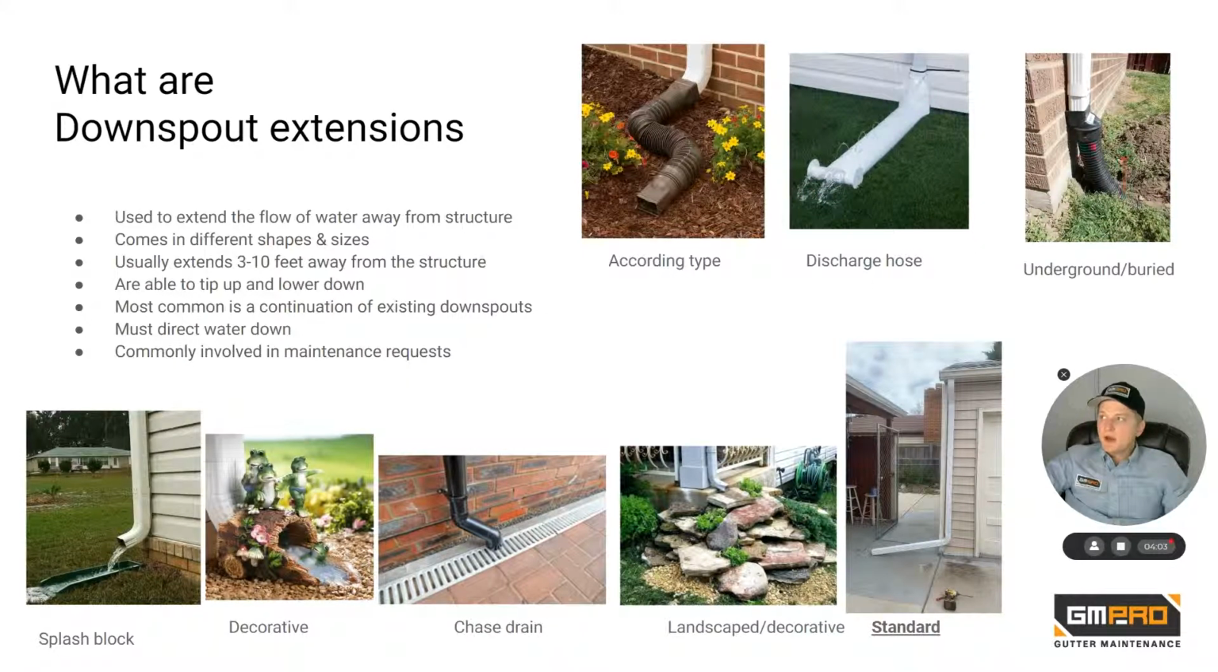There's a discharge hose, and that's just a rubber hose that directs water away from one place to another. These downspout extensions can also go underground, where they're buried and dug out, and they can drain 10, 20, 30, 50 feet away from a building.